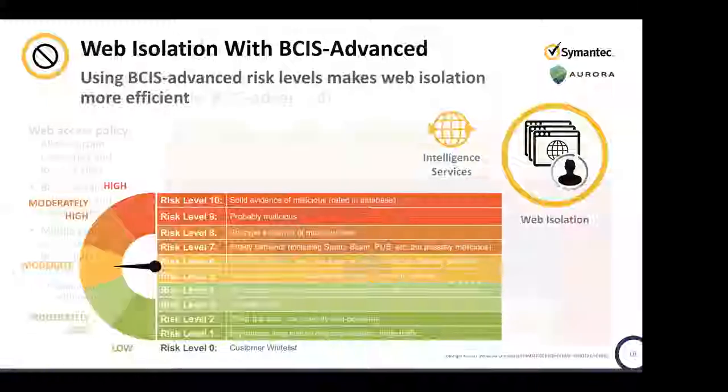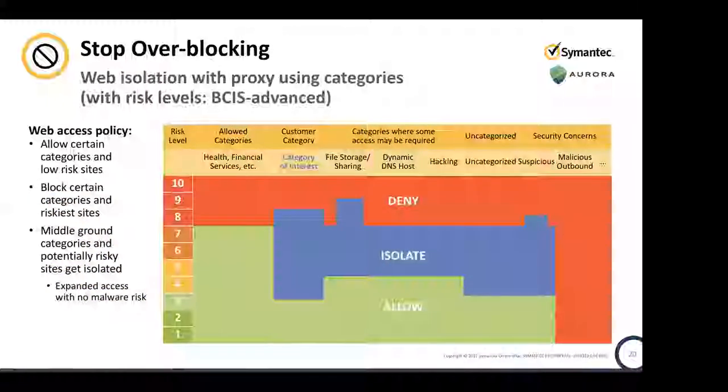So now we can start to make our policy and shape this a little more to what makes sense to our environment and what we're comfortable with. So we don't have to allow everything. We can now start to categorize, allow, block, and isolate using these even more granular levels of 1 through 10.